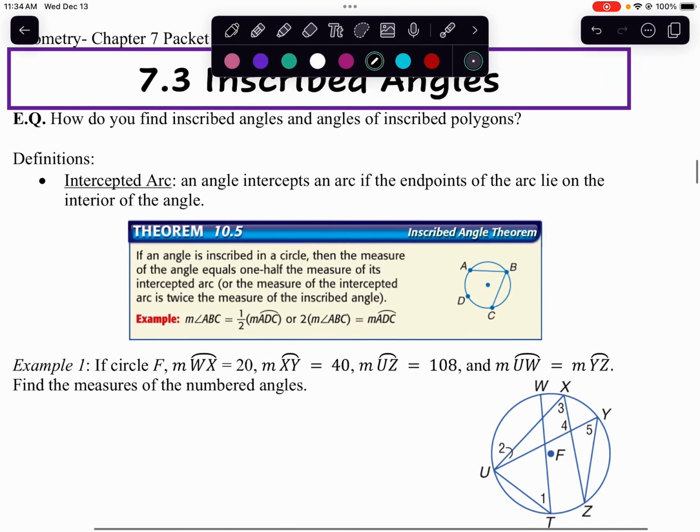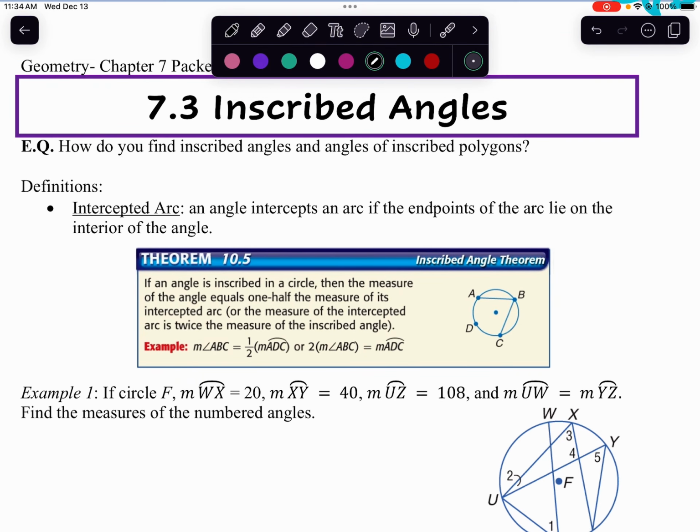Okay, today's lesson is section 7.3 and it's on inscribed angles. And this is the last day of notes for you guys, so you should be pretty excited. So, an inscribed angle is an angle whose vertex is on the circle. If you look here, it's different from yesterday. An inscribed angle's vertex is on the circle, not in the center of the circle. And that's what it says.